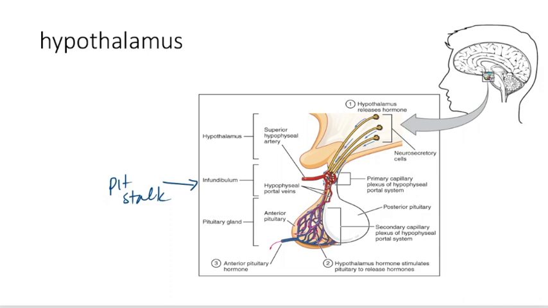The hypothalamus contains special neurosecretory cells that are like other neurons, however, can synthesize and secrete hypothalamic releasing hormones. And then that is going to stimulate the pituitary to secrete those hormones, such as ADH or oxytocin. So these are special because they can actually synthesize hormones.